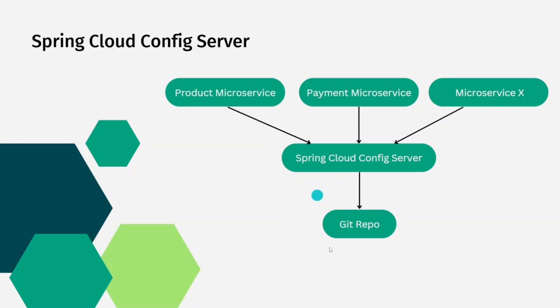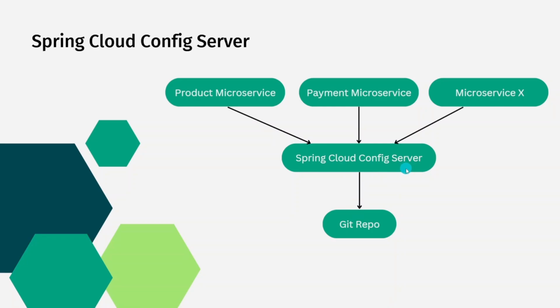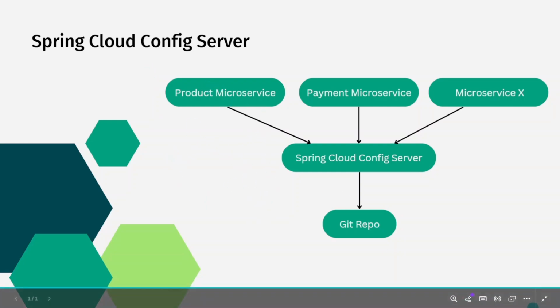So what we'll do, we'll create a Git repo locally and store all our configuration. Then we'll create a Spring Cloud config server, connect that server to our Git repo, and all other microservices can then fetch the config from the Spring Cloud config server. First I will create this product microservice. So let's start.